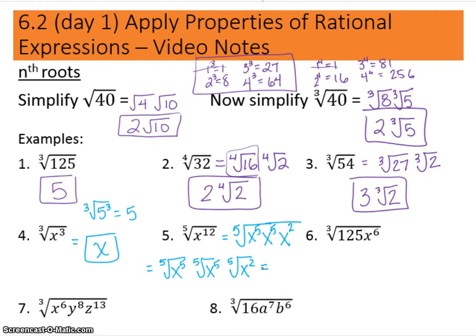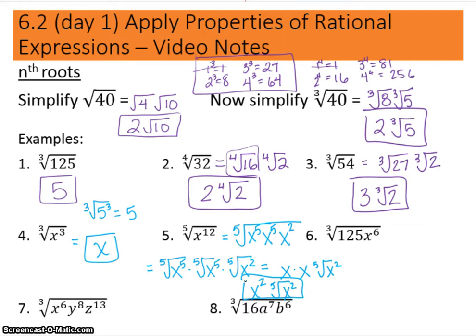Just like on number 4 here, the cube root of x cubed is x. The fifth root of x to the fifth is x, times the fifth root of x to the fifth, that's another x, times the fifth root of x squared, which is just going to stay the fifth root of x squared. So how do we write this correctly? We're going to have x squared, x times x is x squared, times the fifth root of x squared.